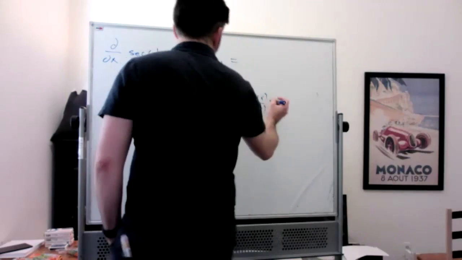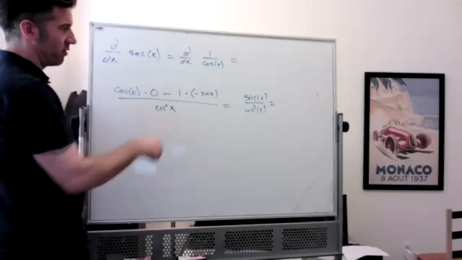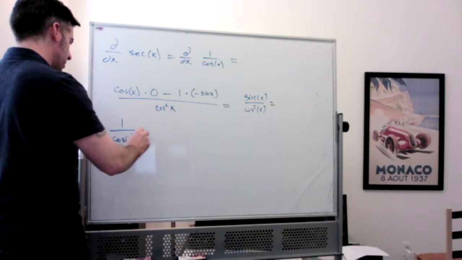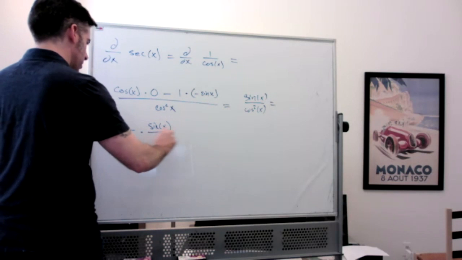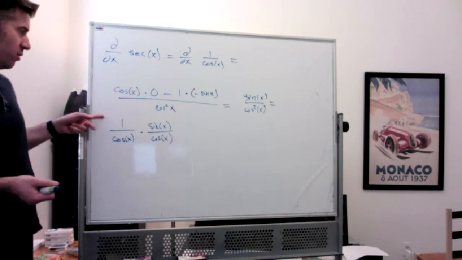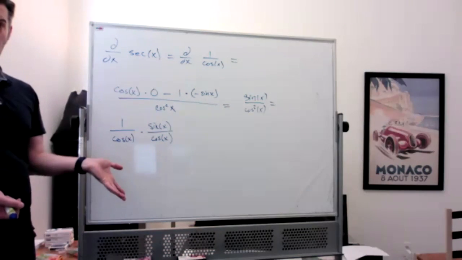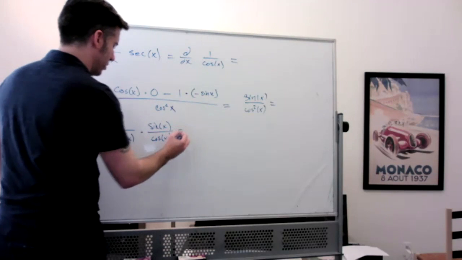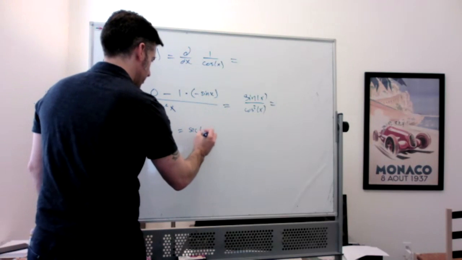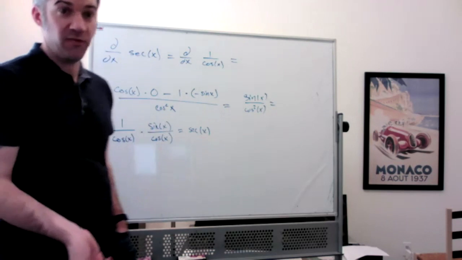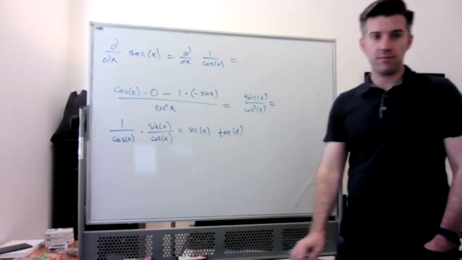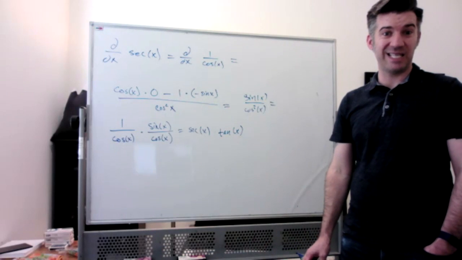So what we do instead is rewrite sine over cosine squared as 1 over cosine of x times sine of x over cosine of x. Still the same, right? I multiply it out, 1 times sine is sine, cosine times cosine is cosine squared. And that's equal to, well, 1 over cosine is another name for secant. And sine over cosine is another name for tangent. So the derivative of secant of x is secant x times tangent x.